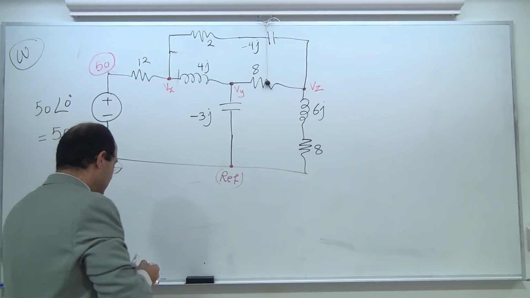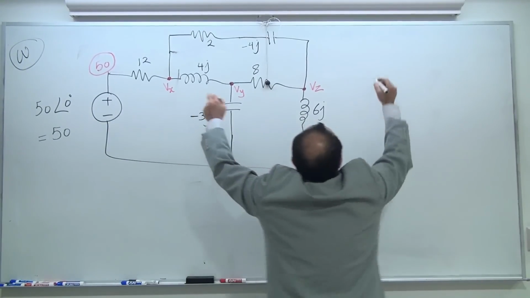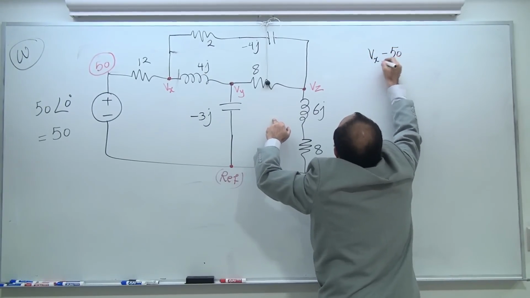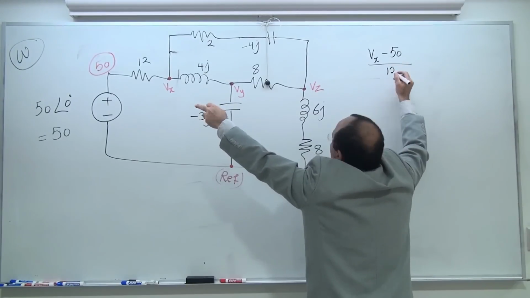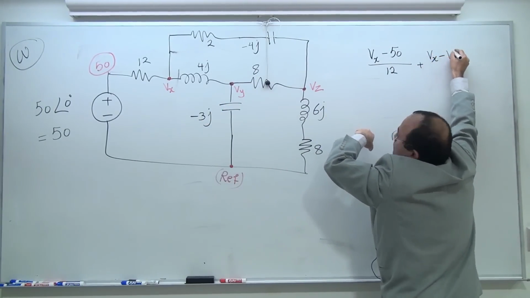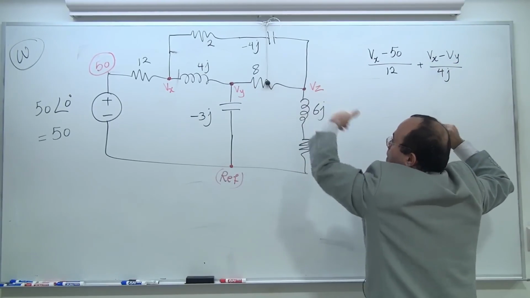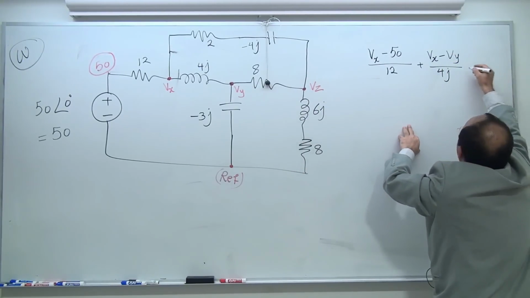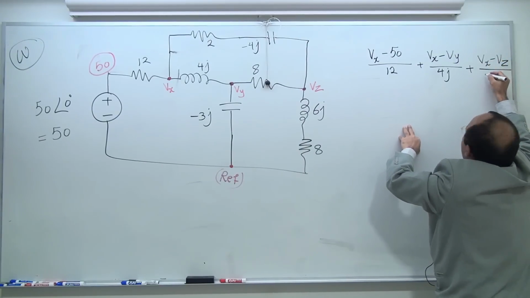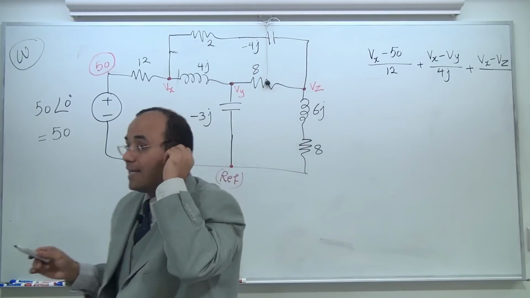Right. The nodal equation that you need to solve the system for. So this is (Vx - 50)/12. Vx is the biggest voltage now, plus (Vx - Vy)/4j, Vx is the biggest one over Vy, and then (Vx - Vz) divided by, you can actually see this 2 ohm and -4j in series.